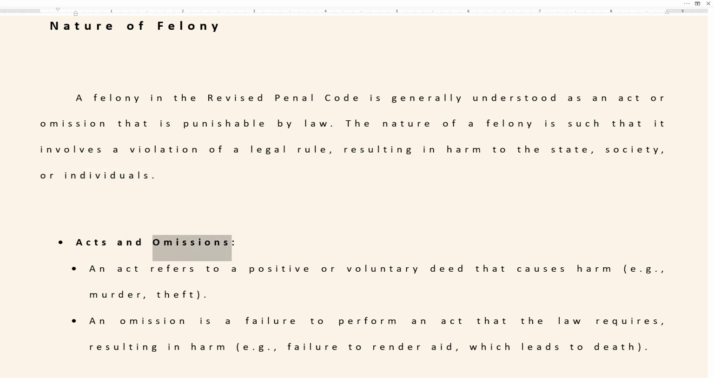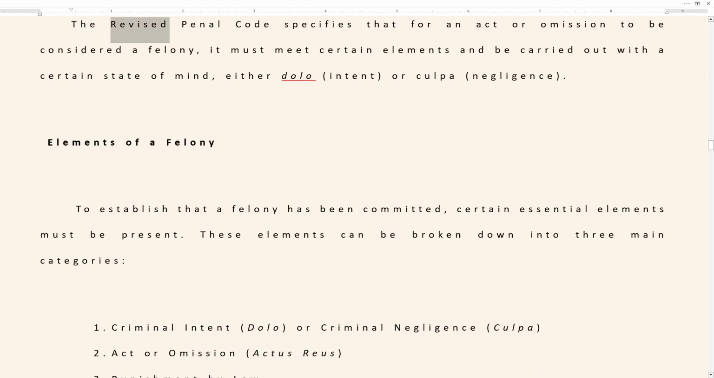Acts and omissions. An act refers to a positive or voluntary deed that causes harm, example murder, theft. An omission is a failure to perform an act that the law requires, resulting in harm, example failure to render aid, which leads to death. The Revised Penal Code specifies that for an act or omission to be considered a felony, it must meet certain elements and be carried out with a certain state of mind, either dolo, intent, or culpa, negligence.